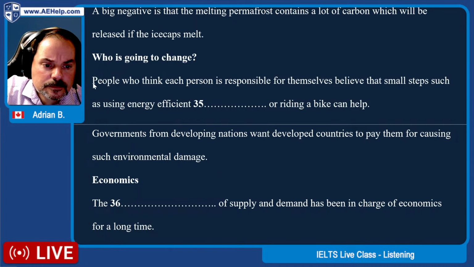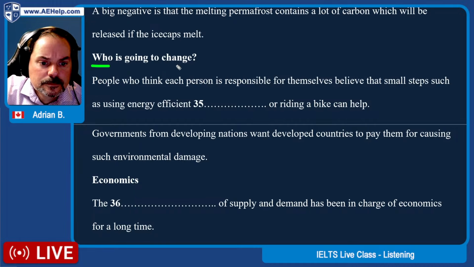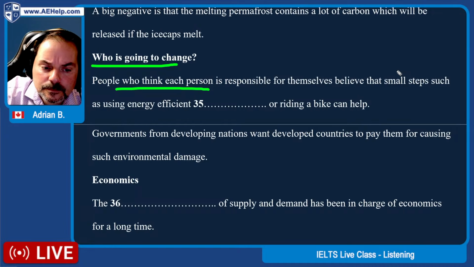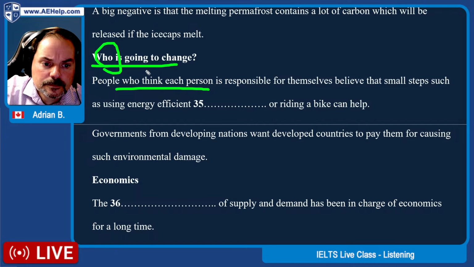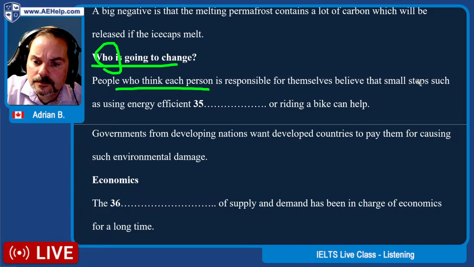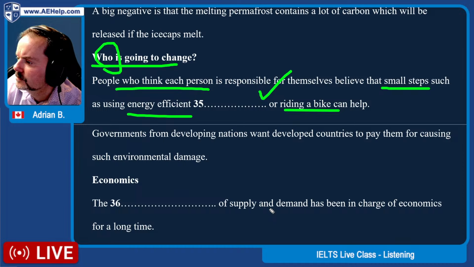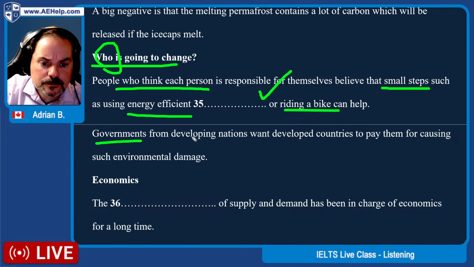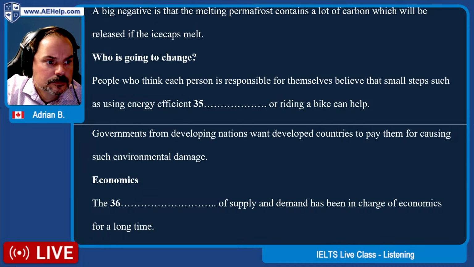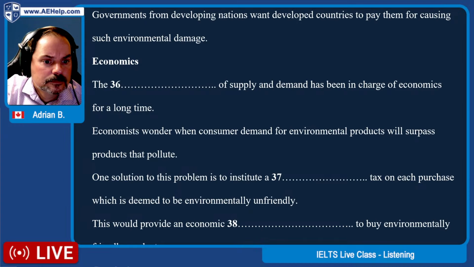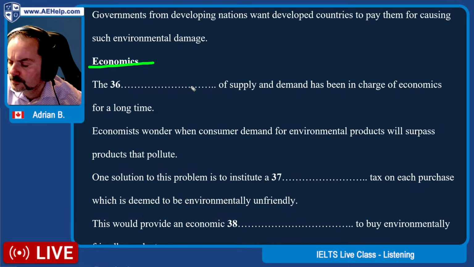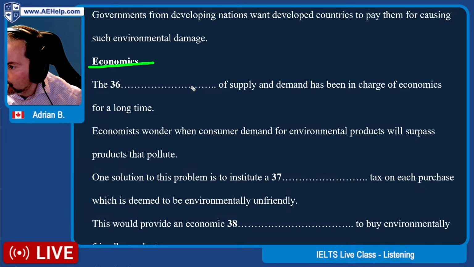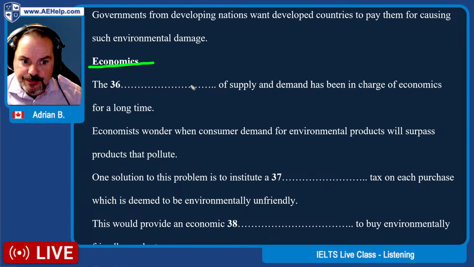It's clear that humans will have to change their relationship with the Earth and its resources, but the debate remains over who should be leading that change. Advocates of personal responsibility claim that small personal measures, such as changing light bulbs or riding a bike, can make a significant difference. On the other hand, governments from developing countries are calling for economic reparations to be paid by developed nations because, after all, it is the rich who cause most of the environmental damage and made money from it. The other major group that has profited from our increasing environmental degradation are corporations.